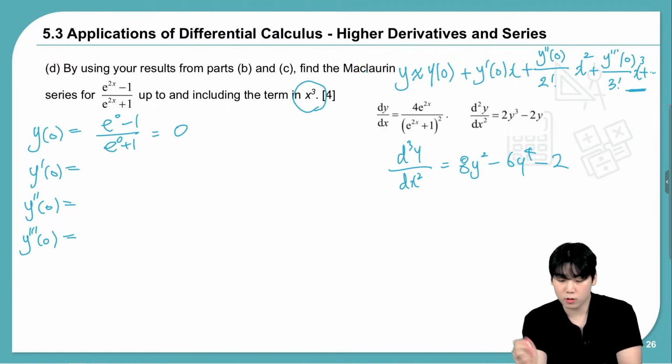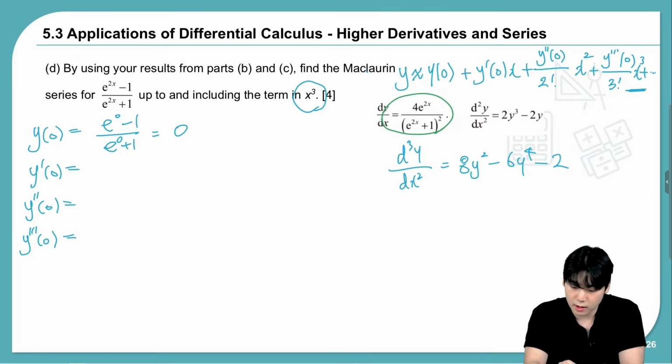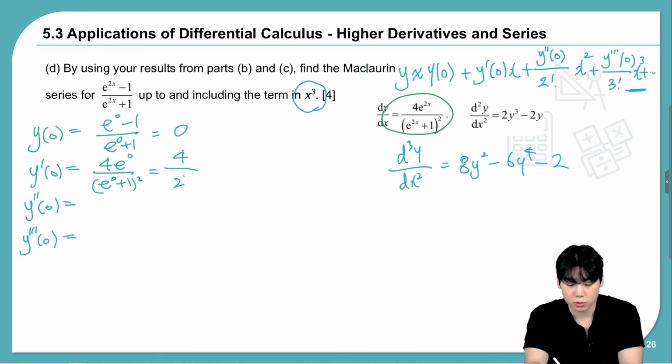y'(0), we're using this equation here, sub in 0. That is 4e^0 over (e^0 plus 1) all squared. So that is 1, right? Because if I just show you the full steps, it's 4 over 2 squared, so it's just 4 over 4, which is 1.